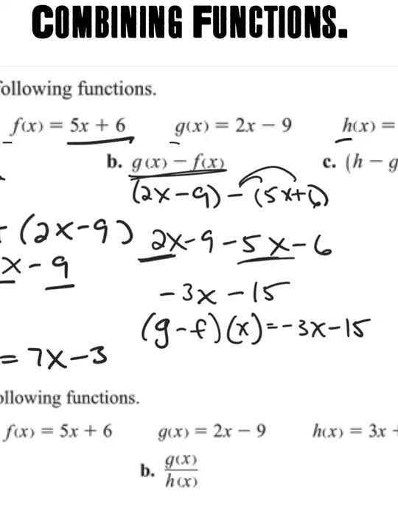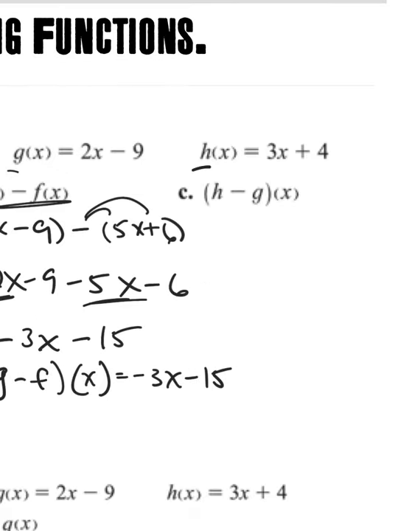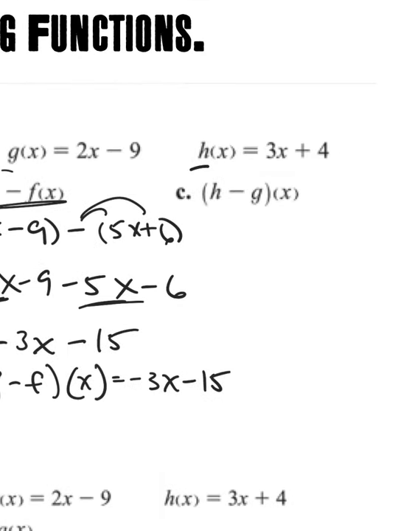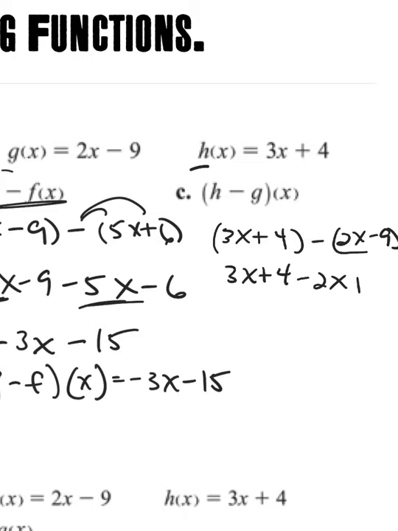The next one, they used that different way of asking you, h minus g of x. Here's the h, here's going to be the g. The h is 3x plus 4, the g is 2x minus 9. We're going to distribute a positive 1 and then distribute a negative 1 and combine like terms. So the h minus g of x equals x plus 13. We're combining functions to define kind of like a new function.